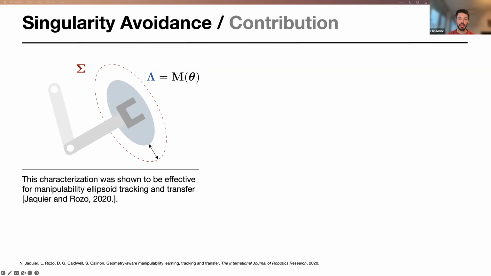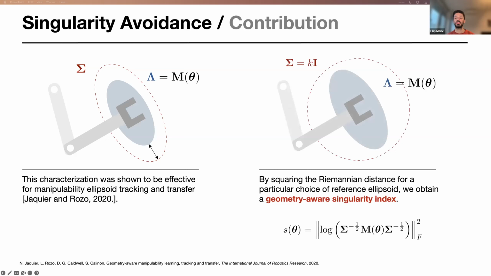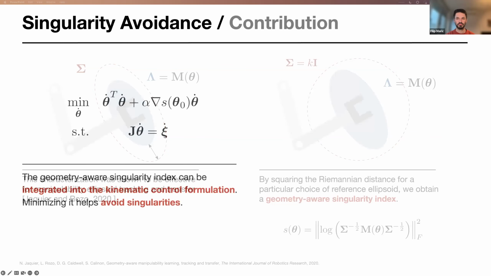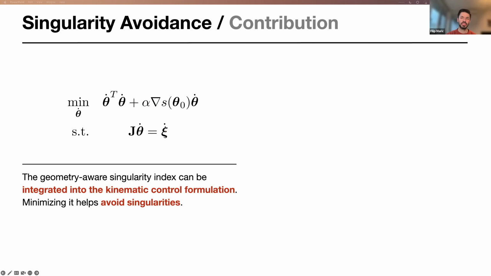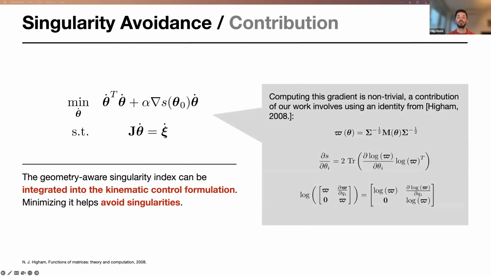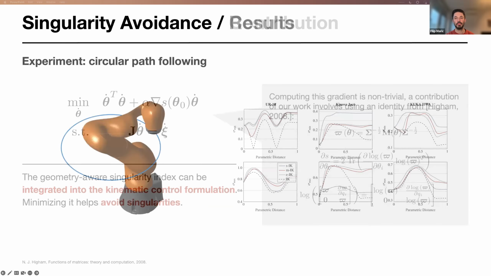And building on this work, we derived a differentiable geometry-aware singularity index, which is defined as the squared Riemannian distance between the current manipulability ellipsoid and the larger spherical ellipsoid enveloping it. And this geometry-aware singularity index can then be easily added to most control and inverse kinematics algorithms. For example, we can minimize the distance by adding the gradient of the geometry-aware singularity index to the objective function of this basic kinematic control quadratic program. However, the computation of this gradient is also an important contribution of this work, since it in itself is non-trivial to derive for an arbitrary choice of a reference ellipsoid.